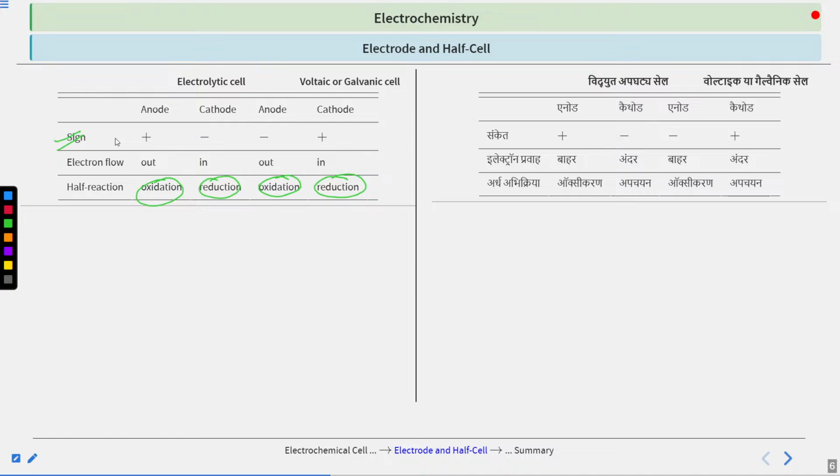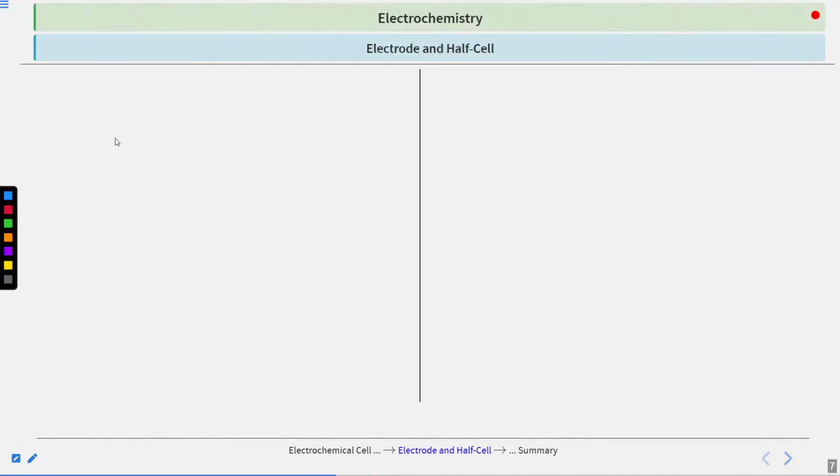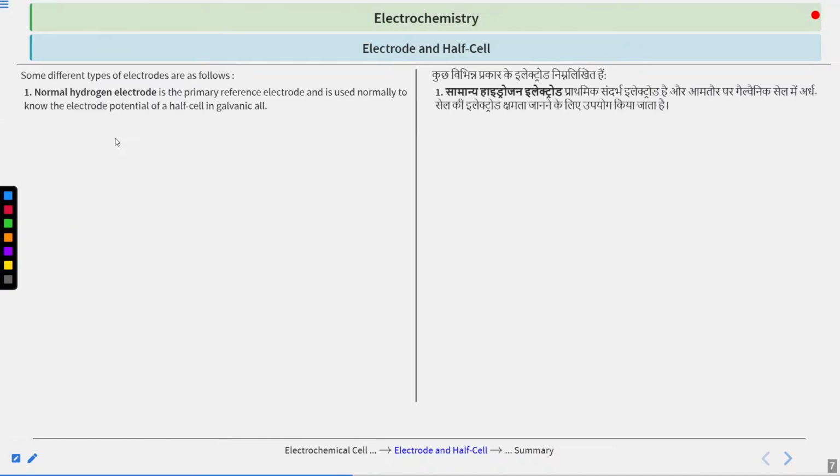Now moving on to the next part. There are different types of half electrodes possible. The first one is the normal hydrogen electrode. In it, we take hydrogen gas, and for that hydrogen gas we take platinum as the metal strip, because hydrogen in solid form is not possible.